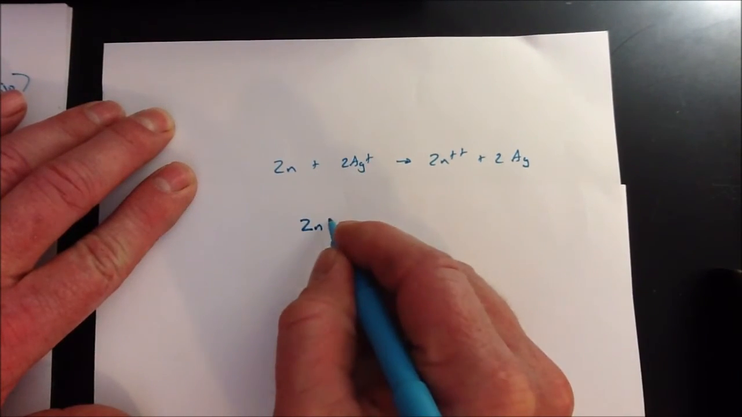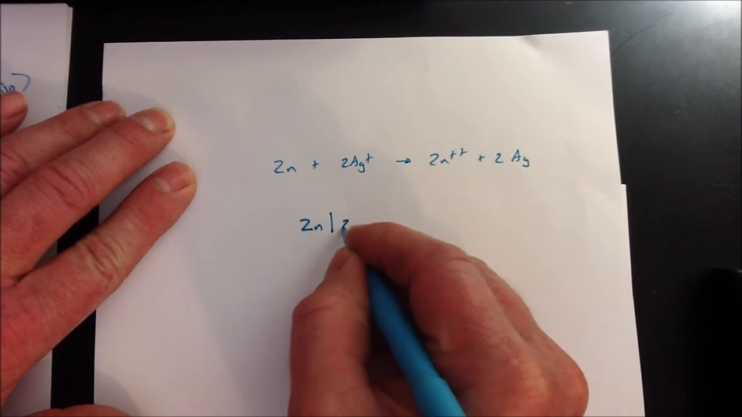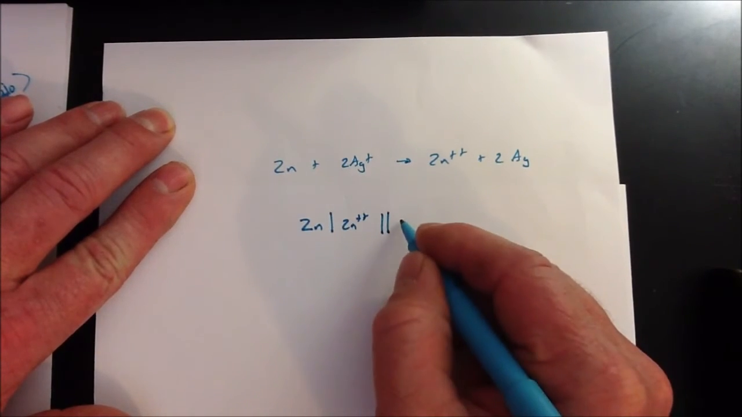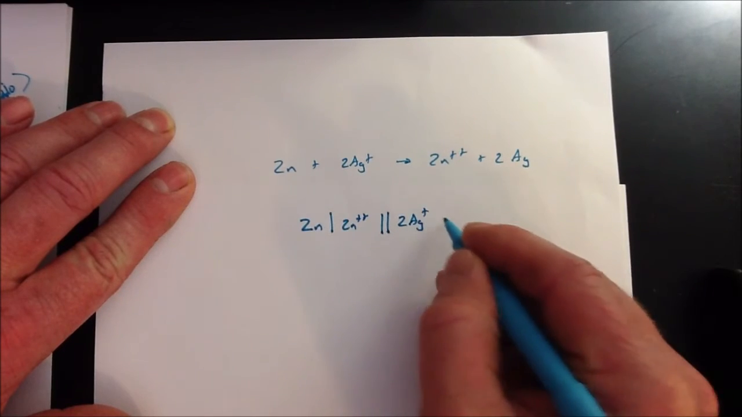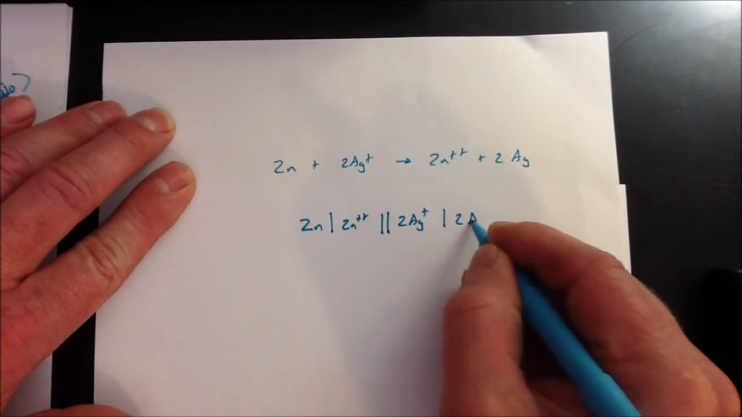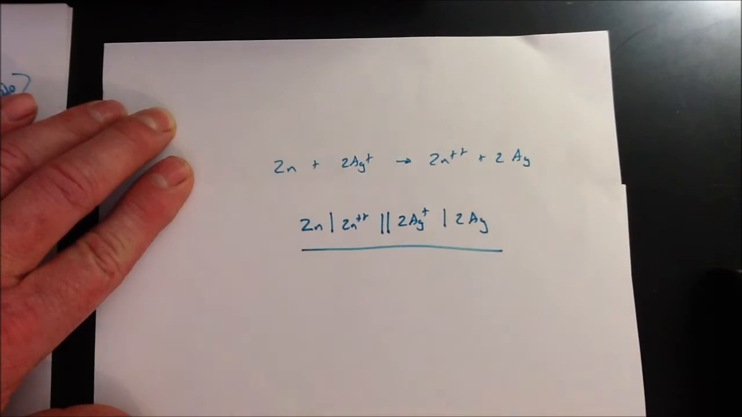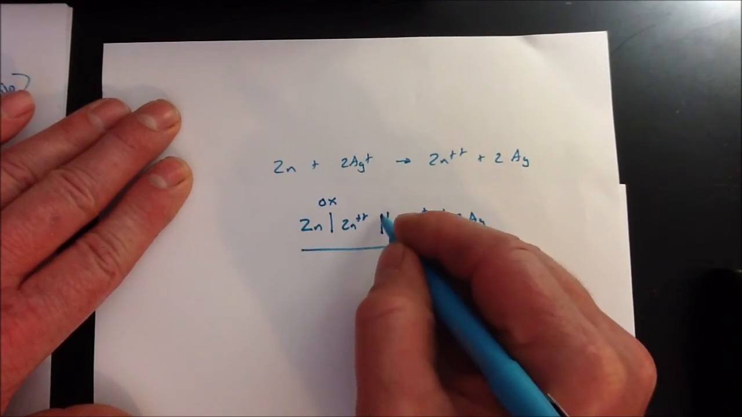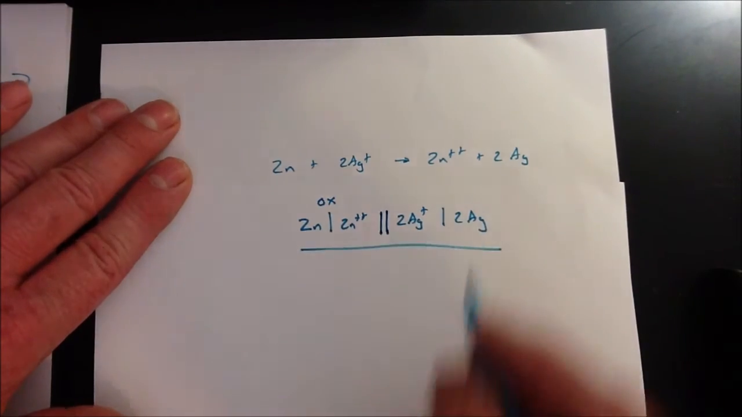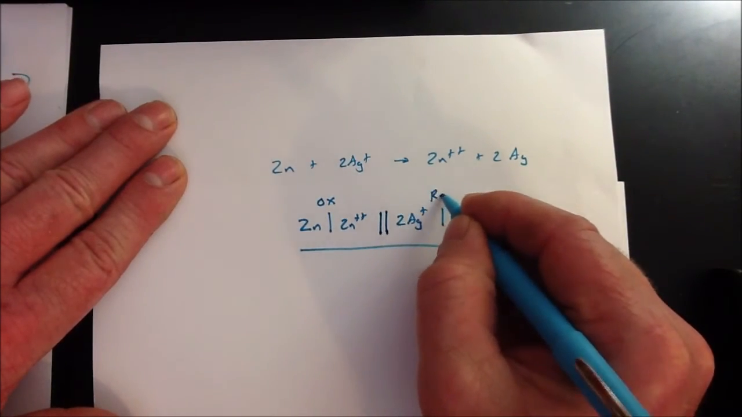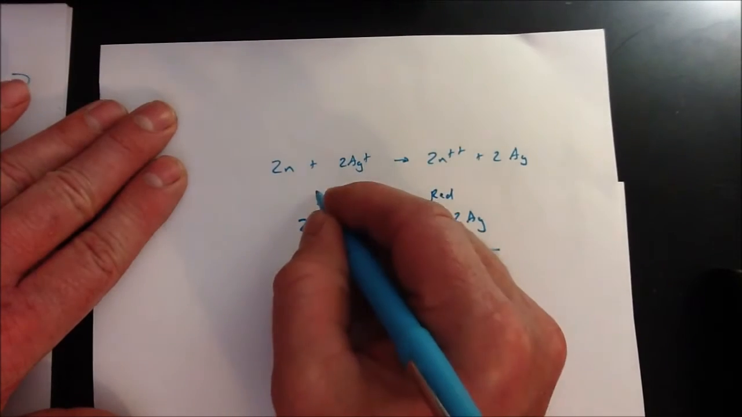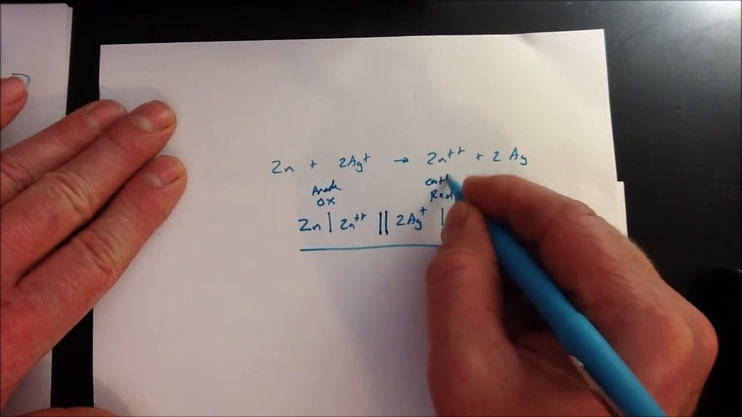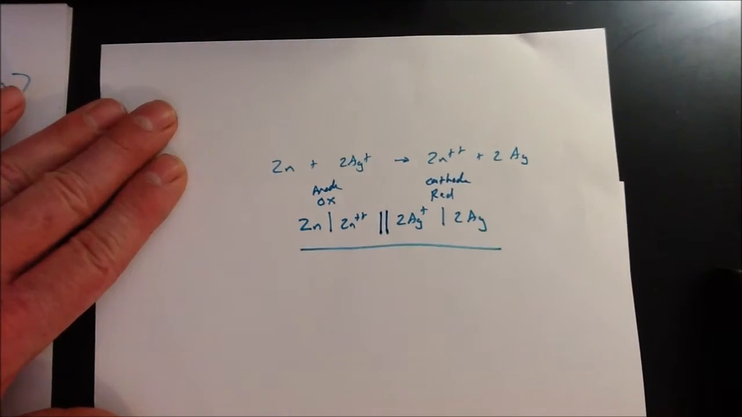We say Zn to Zn2+, two lines, 2 Ag+, single line, to 2 Ag. This is called a shorthand representation of a cell, and this is the side that's being oxidized. You can think of this as the salt bridge, the divider in the middle that separates the oxidation from the reduction. This is my anode, alphabetically, and this is what's going on in the cathode cell on the other side.